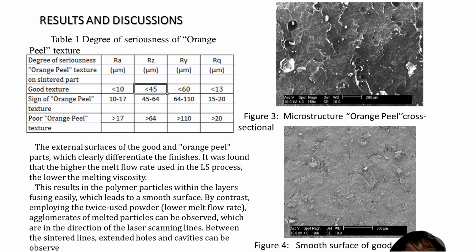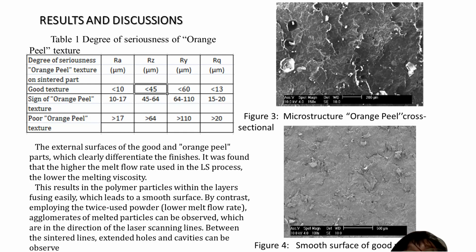The characteristics of the microstructure were the same as previous research done on the material Duraform. This phenomenon is explained by the figures shown below. It can be seen that the external surfaces of the good and orange peel parts clearly differ in finish. It was found that the higher the melt flow rate used in the laser sintering process, the lower the melt viscosity. This results in the polymer particles within the layers fusing easily, which leads to a smooth surface.